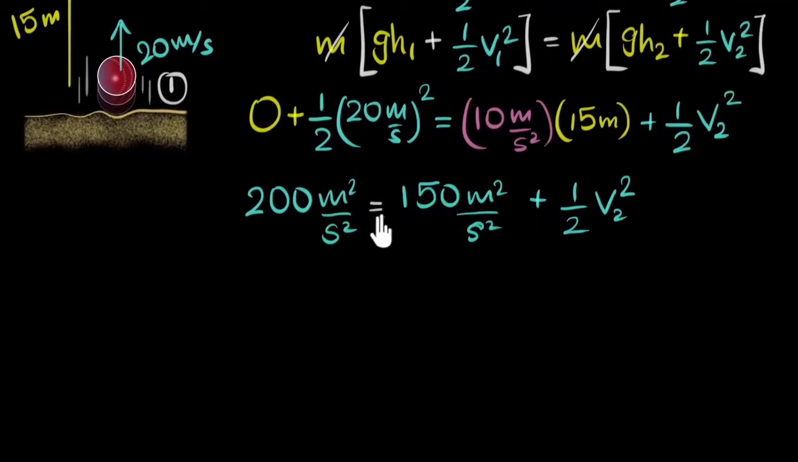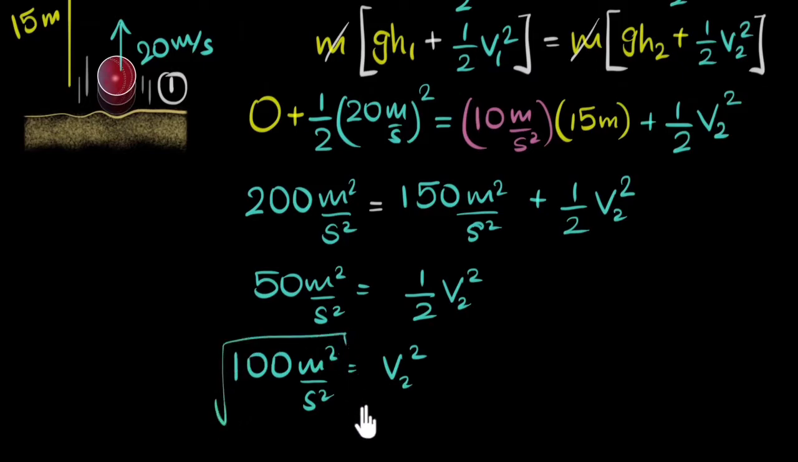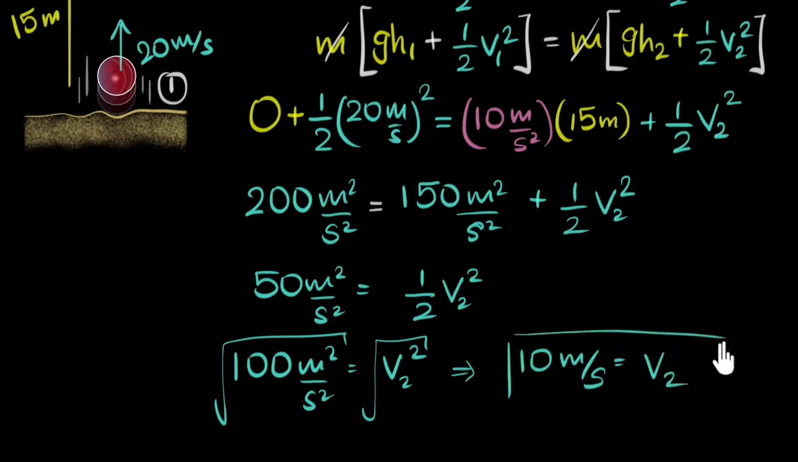So now I'll get 200 minus 150 on the left-hand side, and that gives me 50. 50 meter squared per second squared on the left side equals half v2 squared. And if I multiply by 2 on both sides, I will get 100 meter squared per second squared equals v2 squared. Since I want v2, I can just take the square root on both sides, and the square root of 100 is 10. 10 meters per second equals v2. There's our answer.